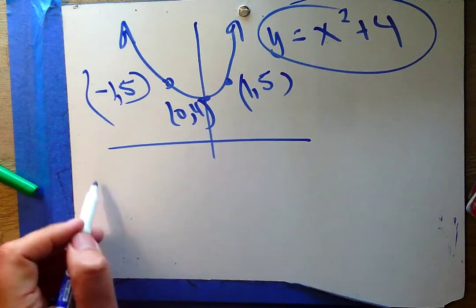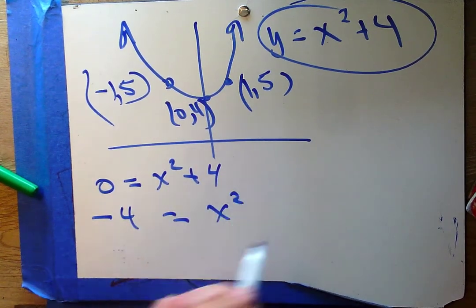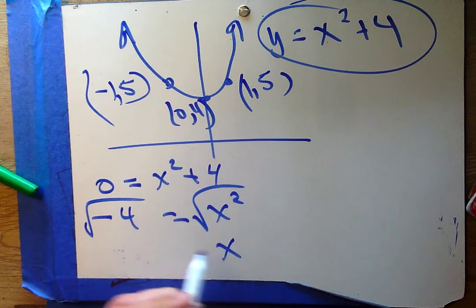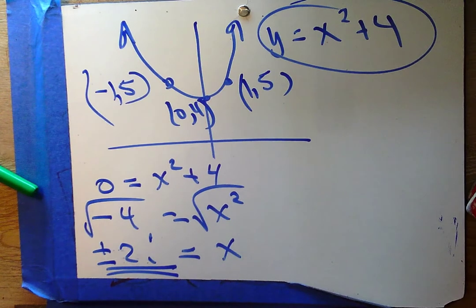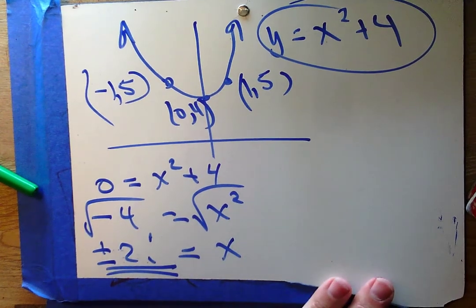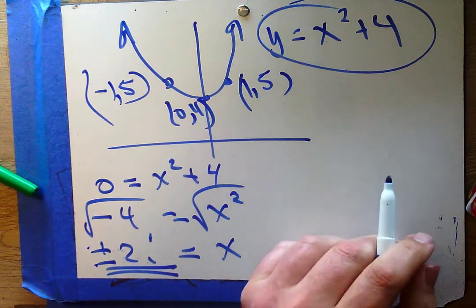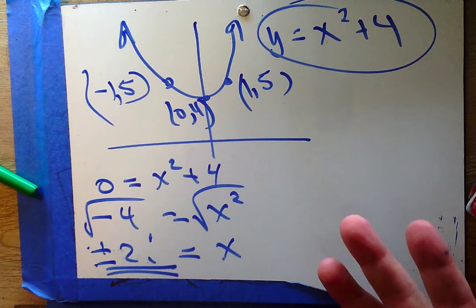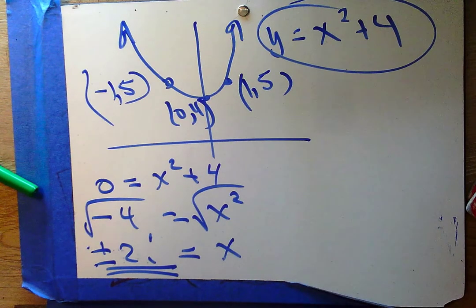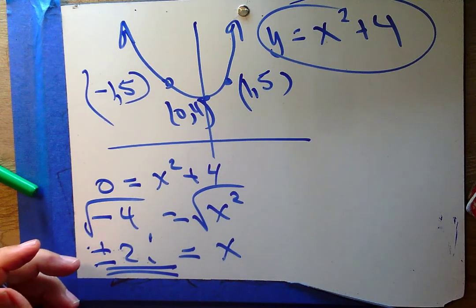So let's put in a 0 for y. Negative 4 equals x squared. Take the square root of both sides, and we get x equals plus and minus 2i. Complex numbers. Lo and behold, every polynomial has at least 1, this one has 2, x-intercepts in the complex number system. I mean, wow. Now you're probably saying, what's the big deal about this? Because, well, yeah, they have an x-intercept.